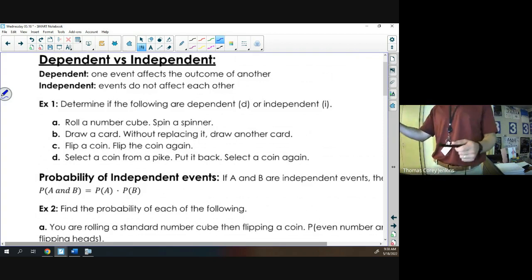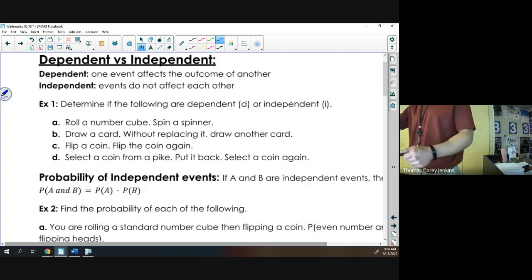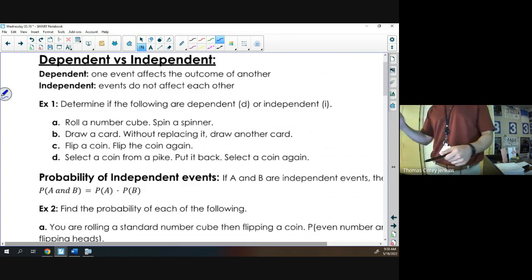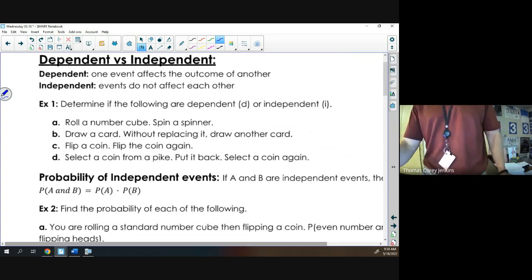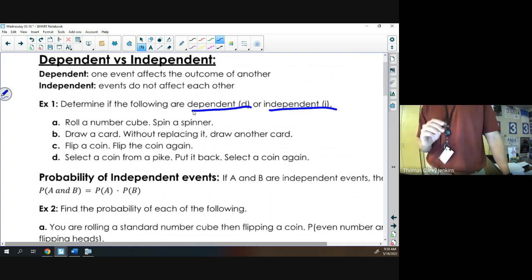So dependent would be like the first thing affects the second thing, or the third thing or whatever, and independent, one doesn't affect the other. Okay, so we're going to do a little exercise here at the beginning where we label dependent events as D for dependent, and then I if they're independent.